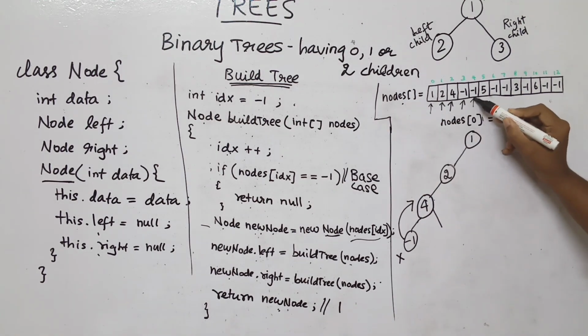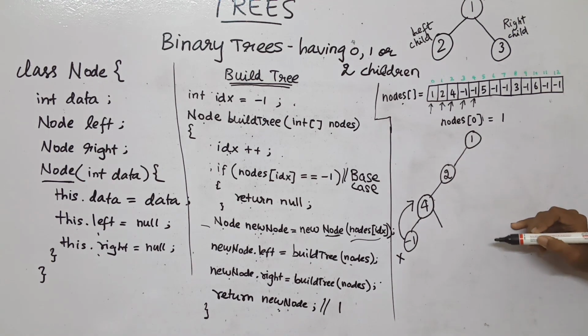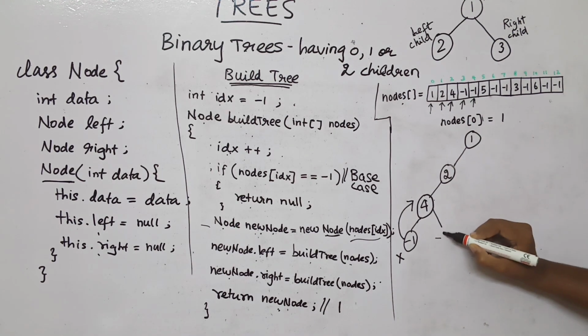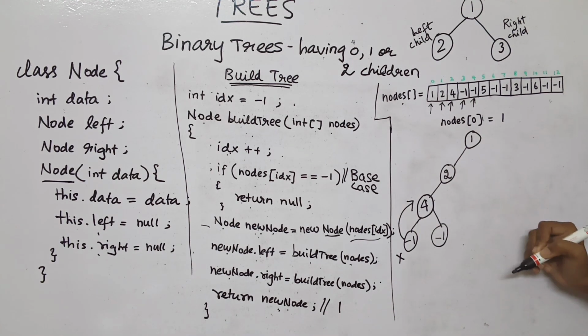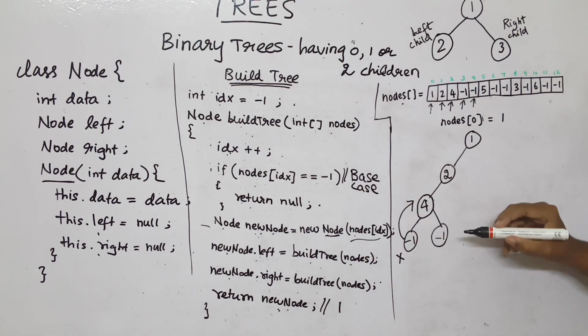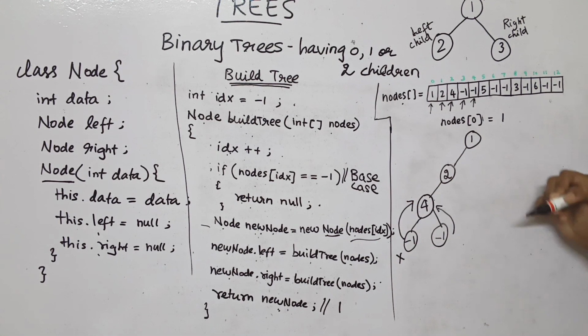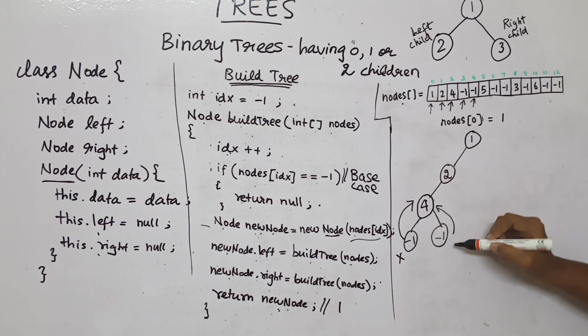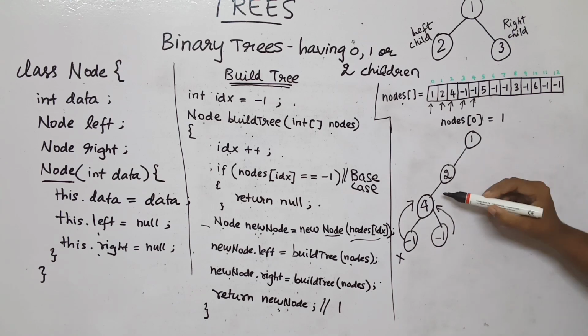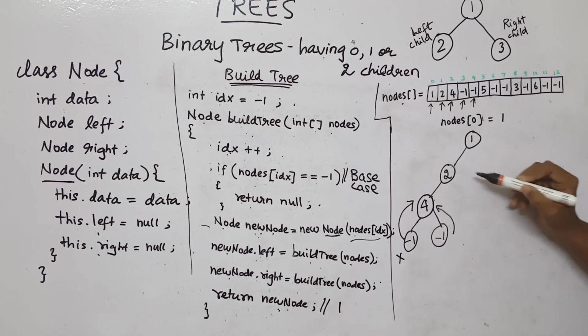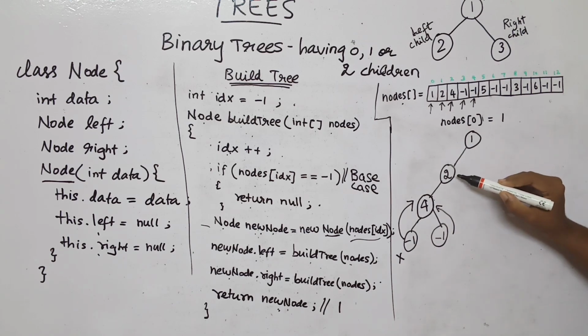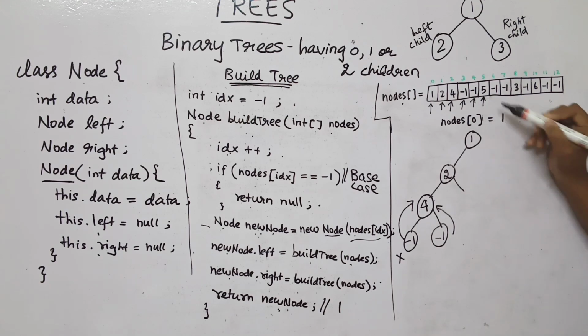So the index will be incremented and again we are encountering a -1. So since it is -1, the base case is executed and it returns null, and we'll go back. Since the left and right subtrees are created for node 4, we'll go back to node 2 and we'll create the right subtree for node 2, which is 5.